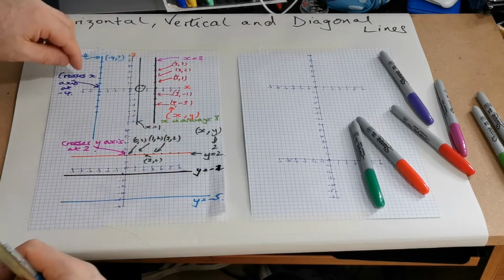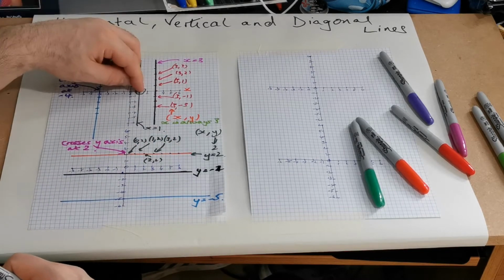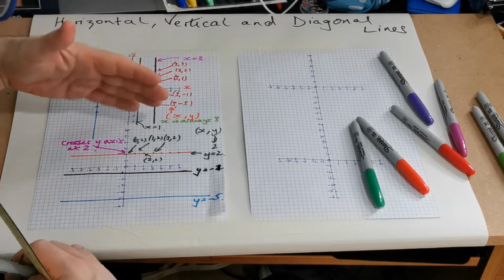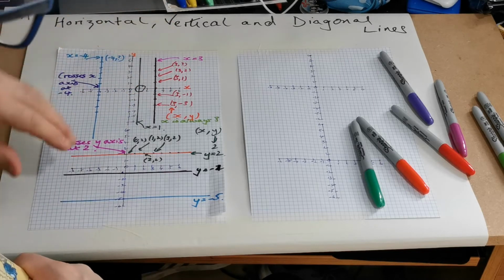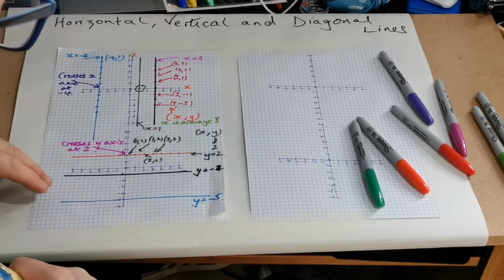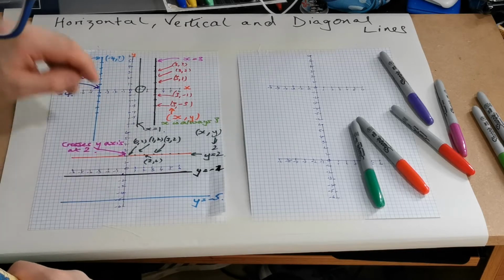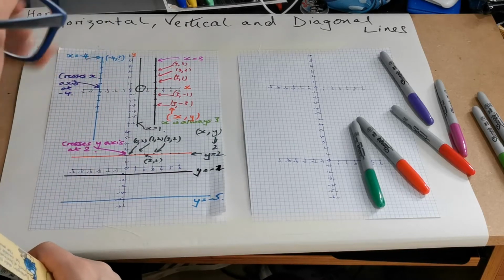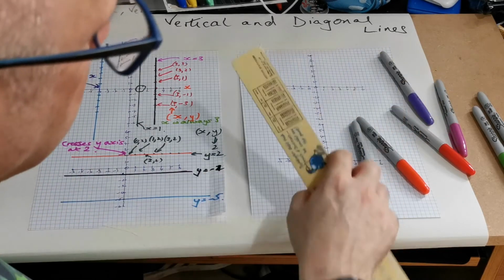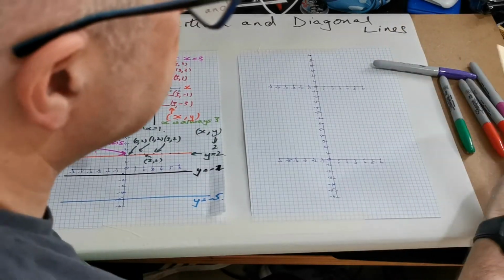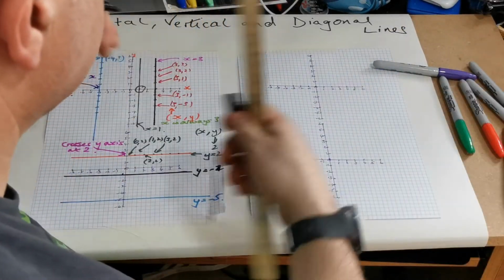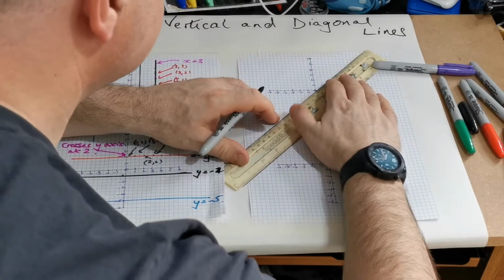Vertical line across the x-axis at a number. That line is then x equals that number. A horizontal line across the y-axis at a particular number. So that line is called y equals that number. Really, really easy. Now the ones I want to go on to are these ones in particular.